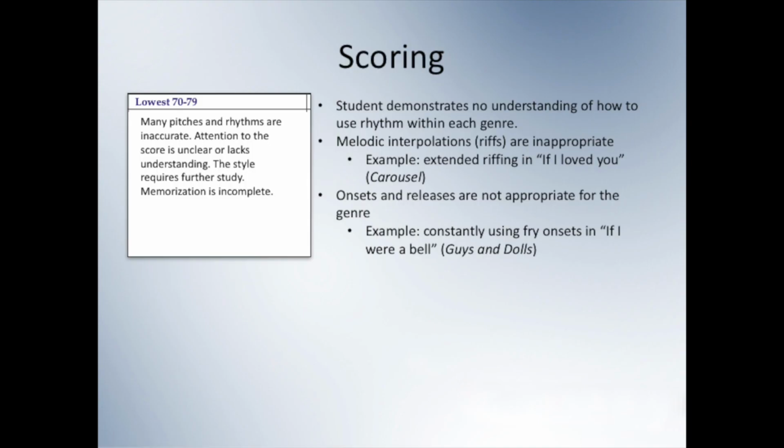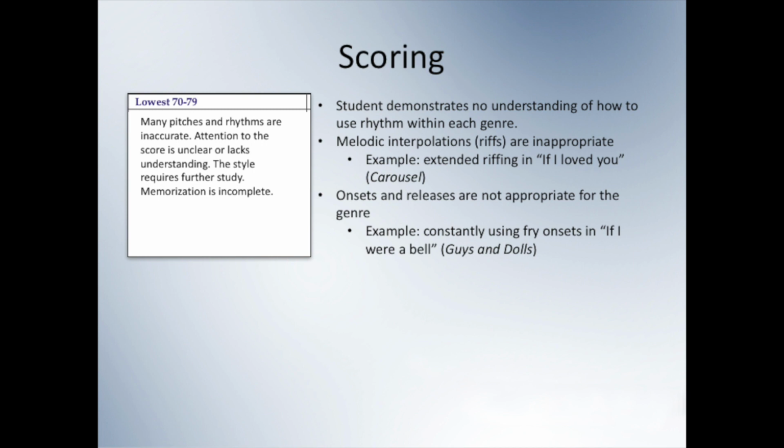So for instance, they might be using some vocal fry in If I Were a Bell, and then on the other side they might be using clean onsets and releases in Take Me Out Tonight from Rent. Again, it's reasonable to be more lenient in contemporary repertoire than traditional repertoire because there are not coaches in every geographical area to be teaching this information to students.